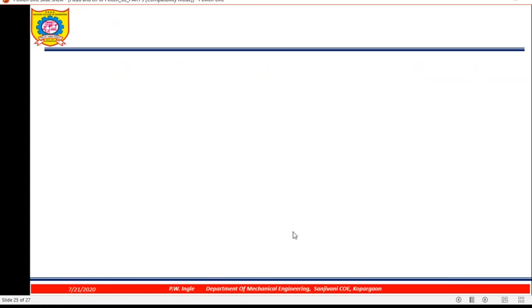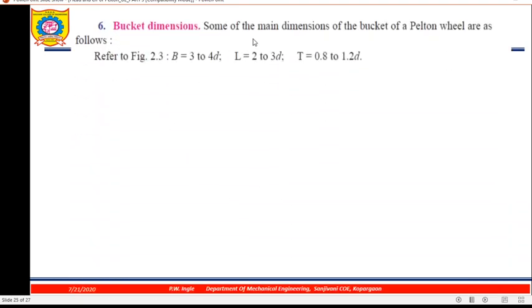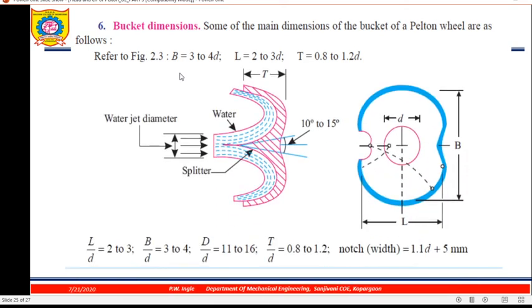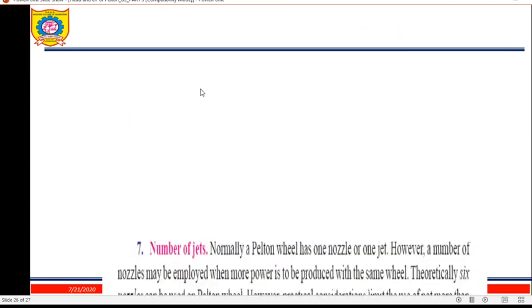Okay. Now next, bucket dimensions. Some of the main dimensions of bucket are as follows. You see here. This is what? T. So T is what? 1.8 to 1.2 D. Then L. This is L. L is 2 to 3 D. And B. This is B. Okay. This is what? Bucket dimensions.